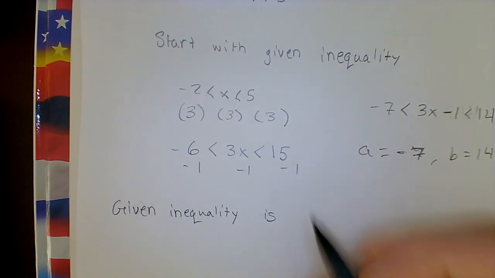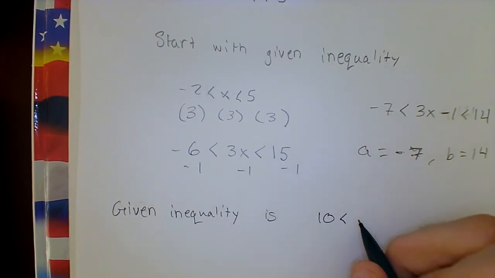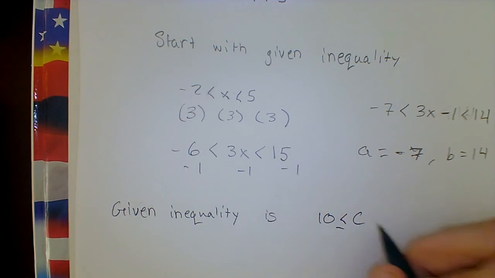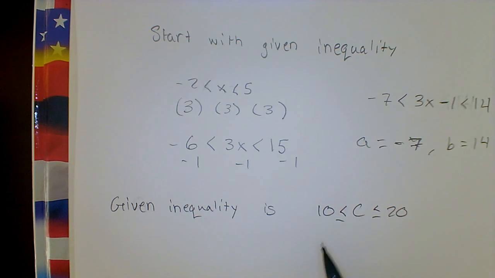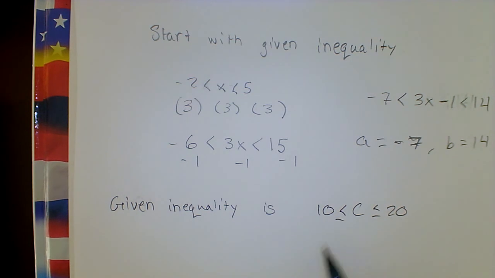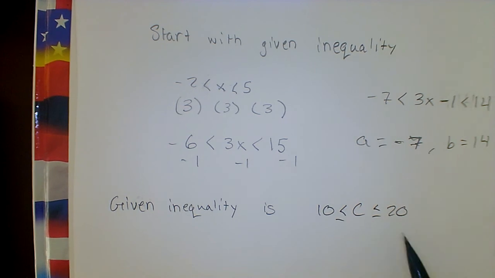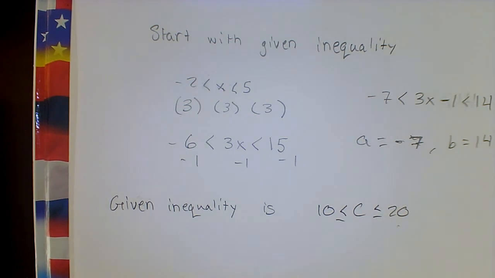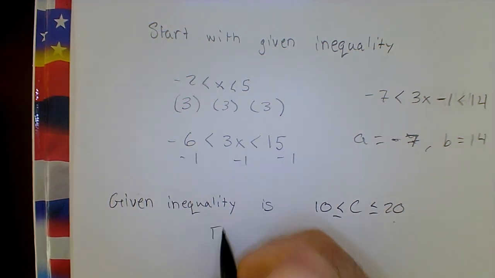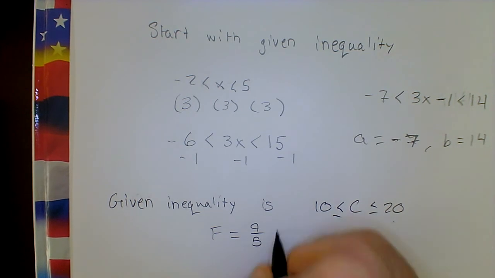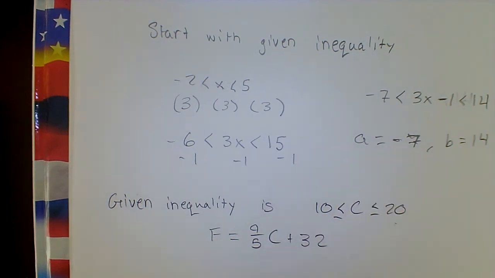So it's 10 less than or equal to C, less than or equal to 20, because it says in the very first line of the problem, the weather in London is predicted to be in between 10 degrees Celsius and 20 degrees Celsius. Okay. So now they're asking you to convert this to Fahrenheit. So just like before, we're going to take our F is equal to 9 over 5 Celsius plus 32.